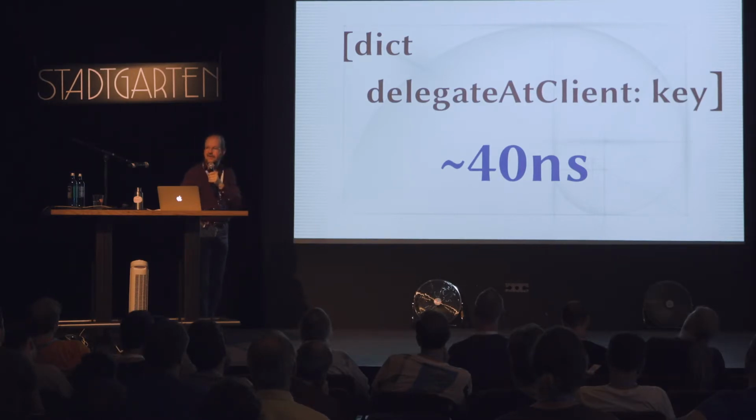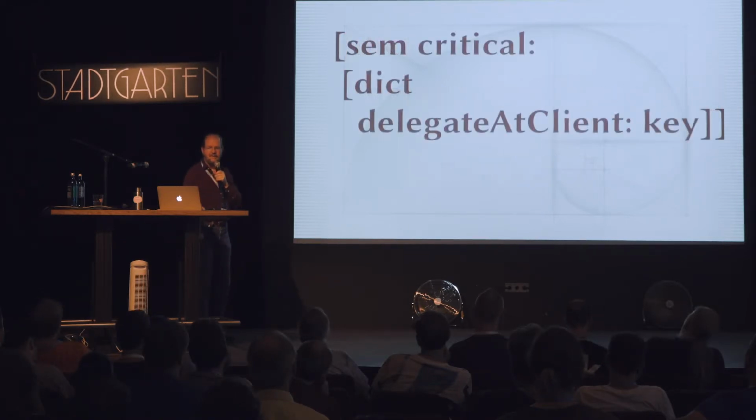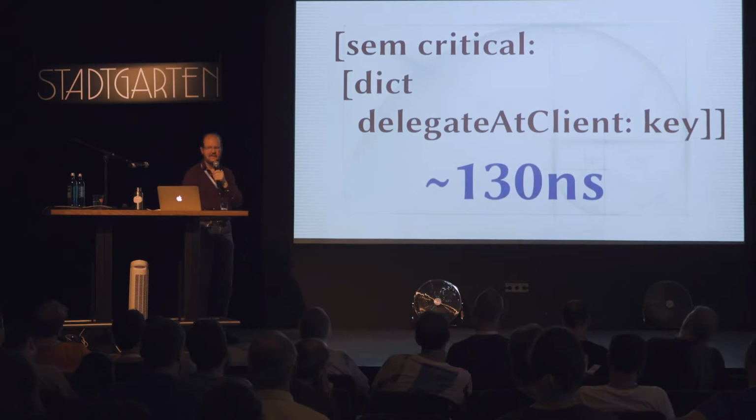Clearly I'm not actually using a semaphore, since a semaphore alone takes 70 nanoseconds. And we can test that by wrapping my lookup in a semaphore critical, and 70 plus 40 is... don't ask me, I have no idea where the extra 20 nanoseconds comes from. Nevertheless, this is what I tested.